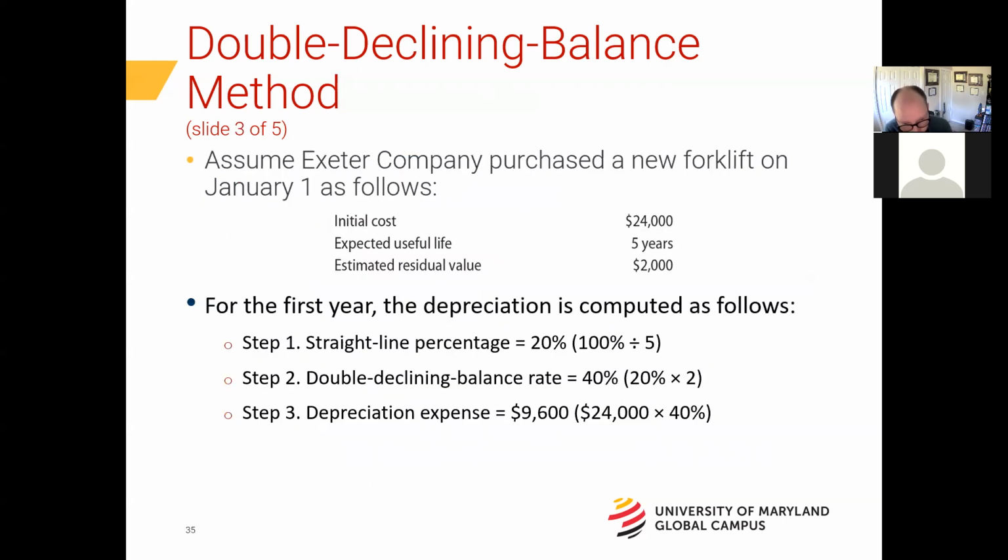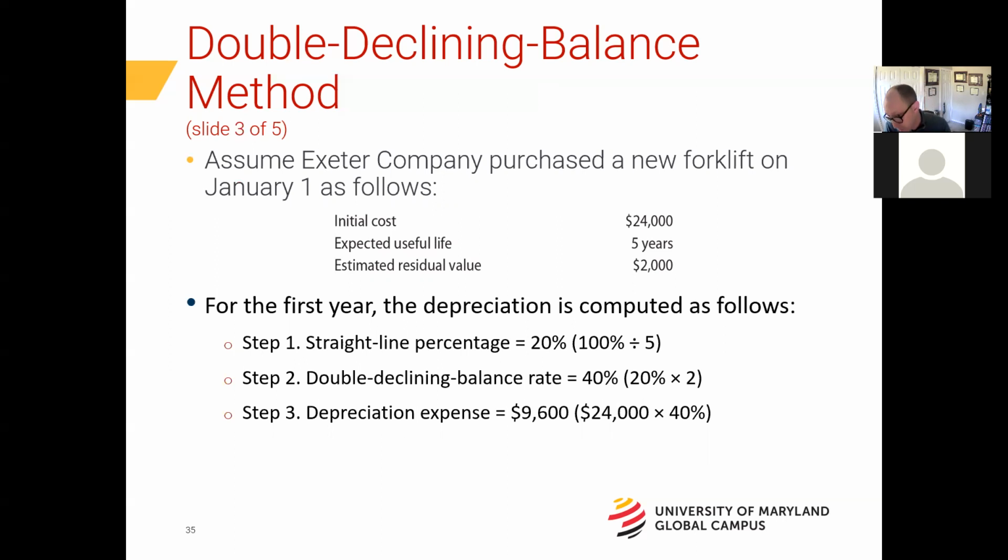So, year 1, initial cost was $24,000, expected to last for 5 years. Residual value $2,000. Okay, got it. So first figure out the straight line percentage. It's 20%. 100 divided by 5 years is 20%. Step 2, double declining balance. 20% times 2, 40%. Step 3, depreciation expense.